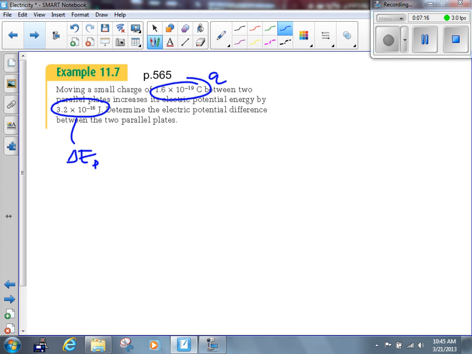And we're looking for the potential difference. We're not looking for V. That's potential. We're looking for delta V, the potential difference. Now, we've got a couple of options to find potential difference here. We can say VF minus VI, the final minus the initial potential. Or we can say delta V is equal to delta E over Q. I think it's pretty obvious which one we're going to use here. We've got delta E, we've got Q. Let's say delta V is equal to delta E over Q.